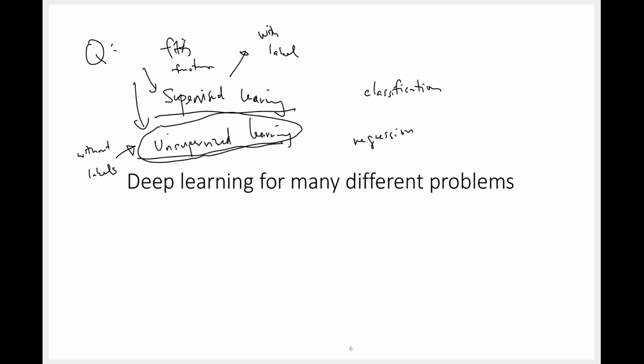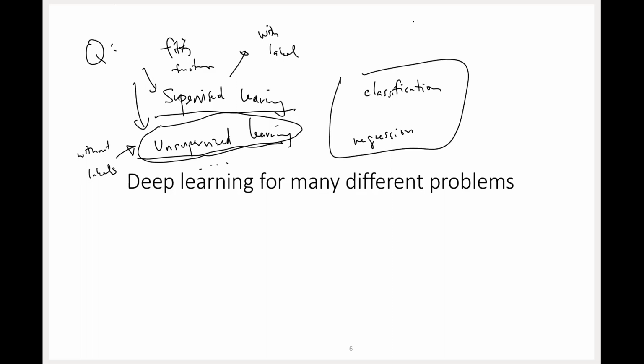Some people think of clustering. Some people think of it as some kind of self-supervised learning. I may have time to go a little bit more on that, but maybe not.